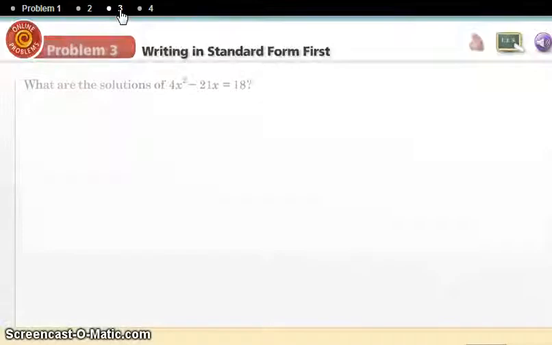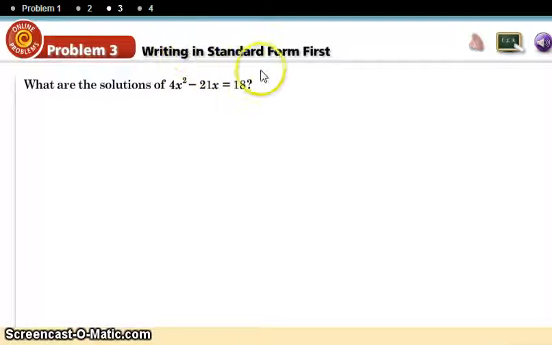All right, we're going to look at one more example, and this one is writing in standard form first. This is one of your vocabulary terms. Standard form is ax squared plus bx plus c equals either 0 or y or f of x, however you're dealing with the quadratic equation. So the first thing we have to do here is analyze, is this in standard form? And the answer is no. Our c is on the wrong side. So all we have to do is just move our 18.